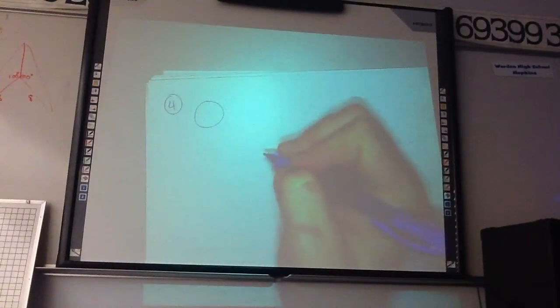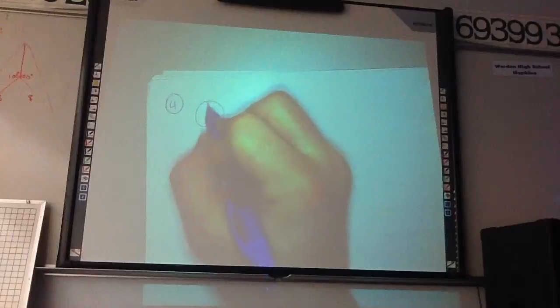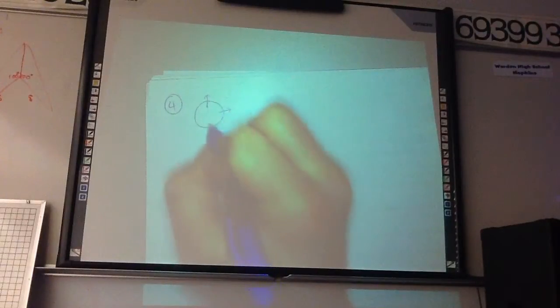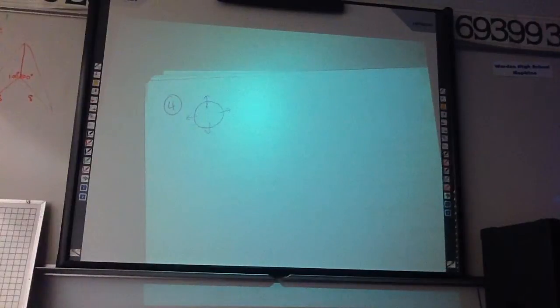What's happening to the circle? The radius is increasing, getting bigger. It's going out, whoosh. Just a little visual. You don't have to have that.